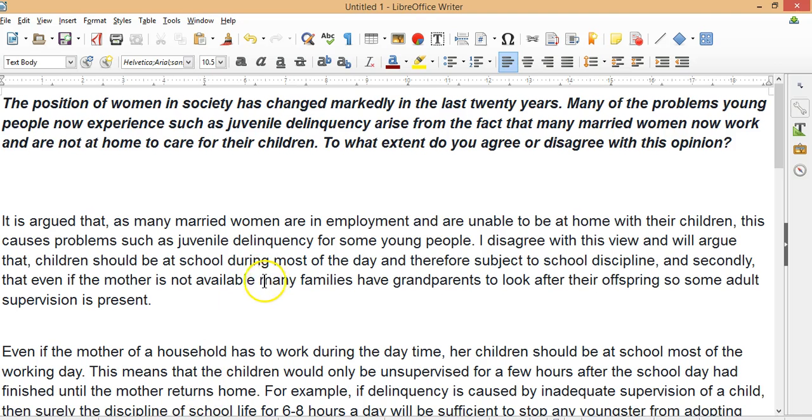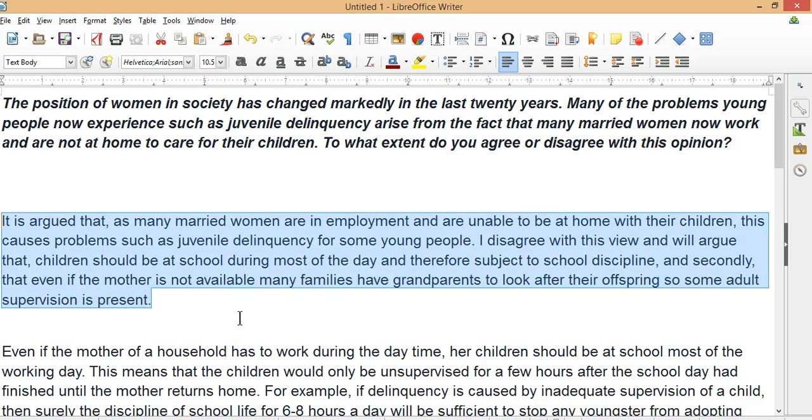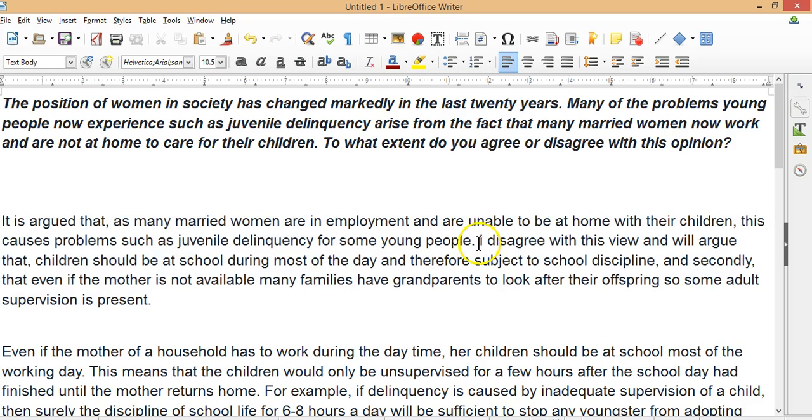Now, here's an example. Okay, this is something that I wrote just for this question. Now, it's not a very good example, mainly because I've got no ideas about this issue or topic. I imagine that's a problem that lots of people have. I tried to write it as quickly as possible to replicate the conditions of the exam as much as possible, but still. If we look at the structure, sentence 1, you paraphrase the question. It is argued that as many married women are in employment and are unable to be at home with their children, this causes problems such as juvenile delinquency for some young people.